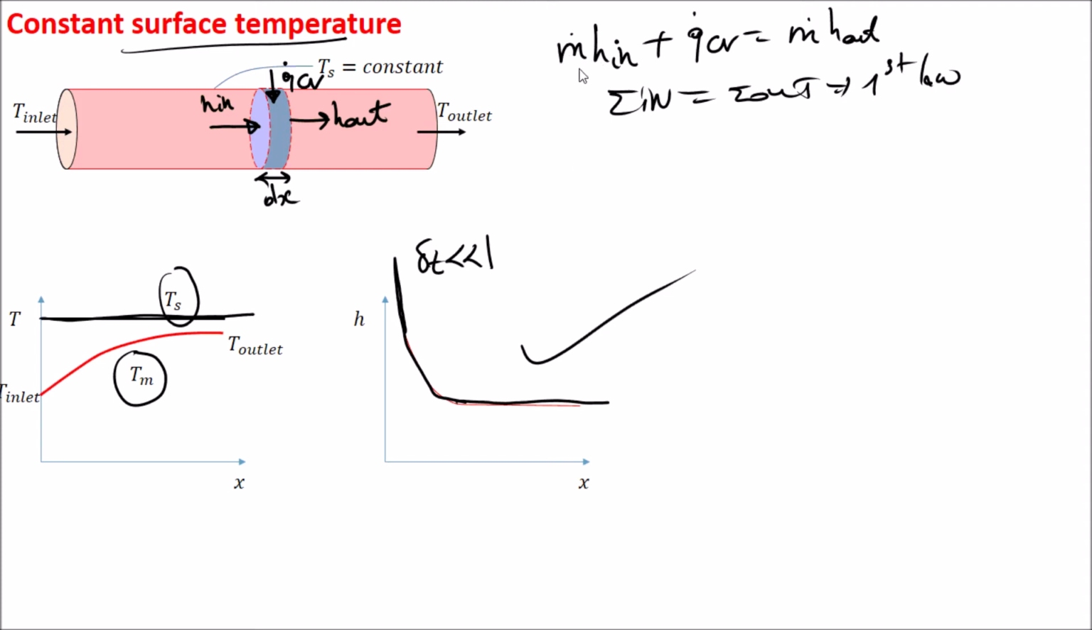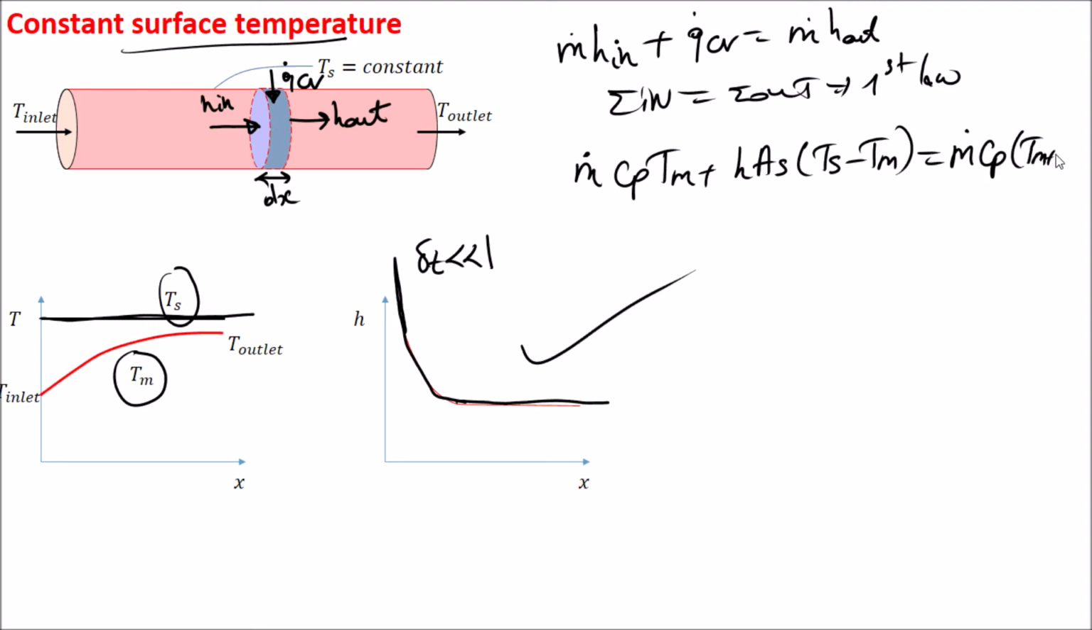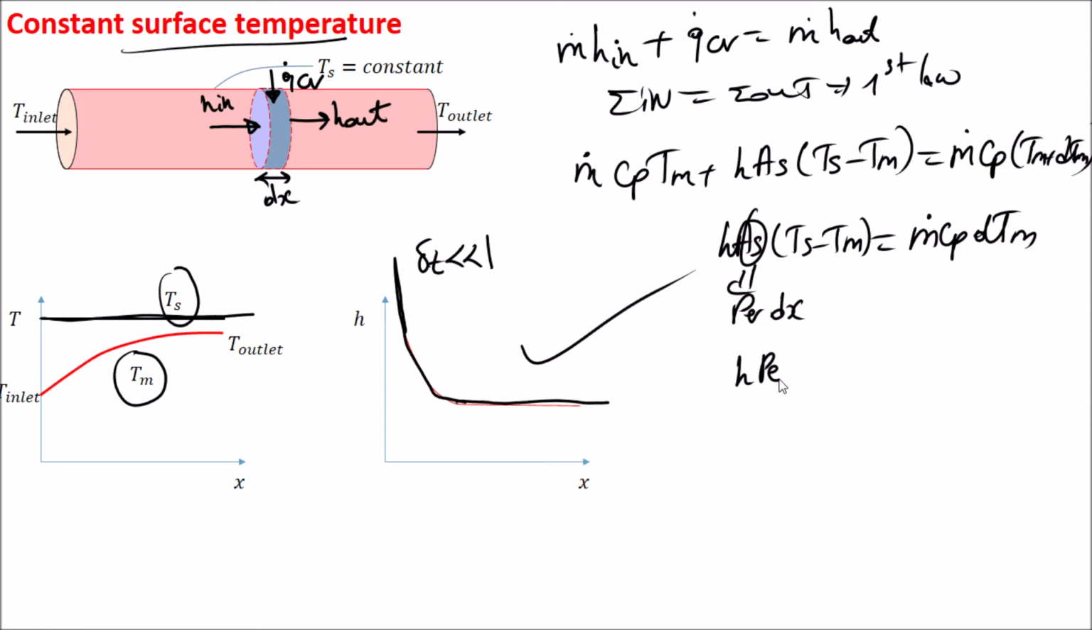So I can write m dot, instead of enthalpy in, I will write cp TM, and instead of q dot cv I will write h AS into TS minus TM. TS is constant, TM changes. That will be equal to again m dot, instead of enthalpy out, I will write cp into TM plus dTM. And I can write it as h AS into TS minus TM equal to m dot cp dTM. Instead of AS, I will write perimeter into dx, so h perimeter into dx into TS minus TM will be equal to m dot cp dTM.